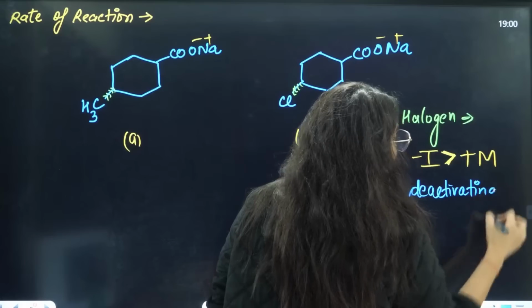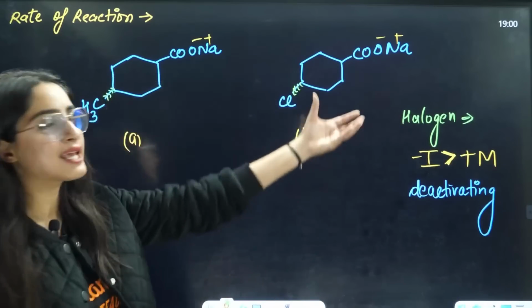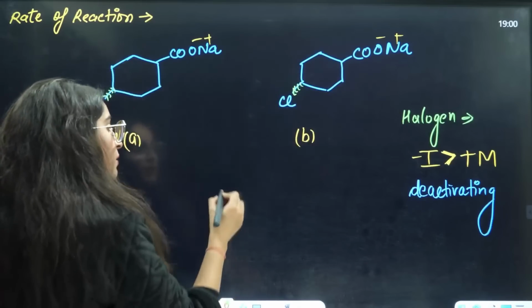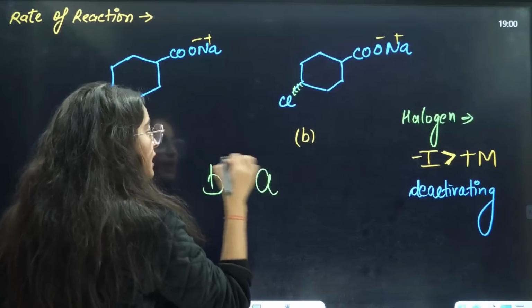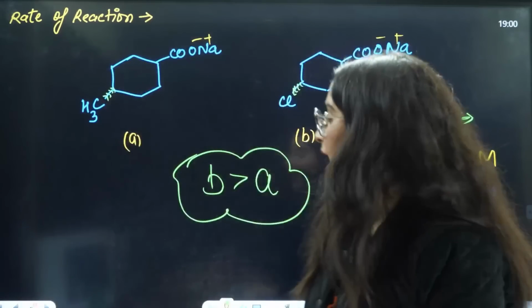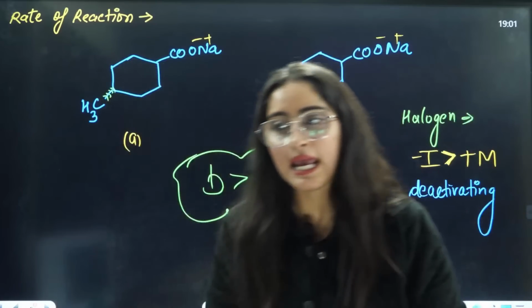That is why it will take out electrons from here. Whenever someone is taking out electrons, we are giving the stress to them, then we become more happy. So B is more stable as compared to A. That is why the rate of reaction in B will be more as compared to the rate of reaction in A.